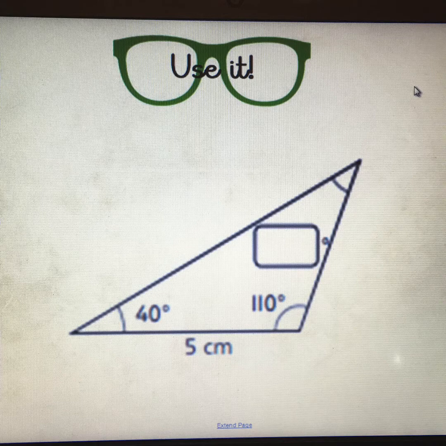Right, if you know then that all the angles in a triangle add up to 180 degrees, can you then work out this missing angle? Pause video and have a go.